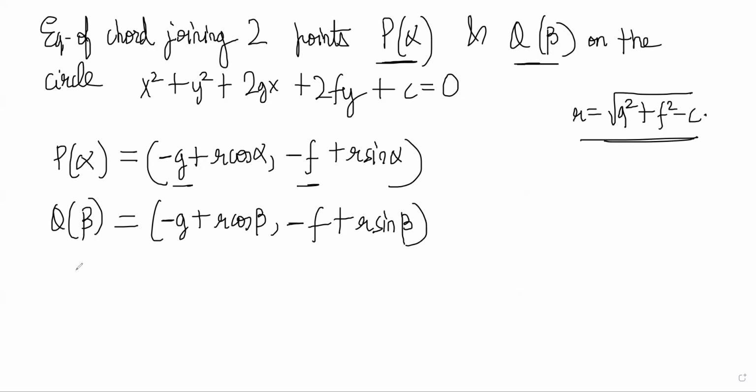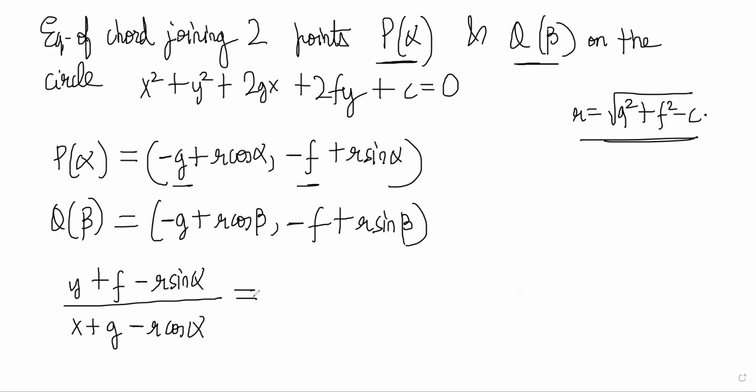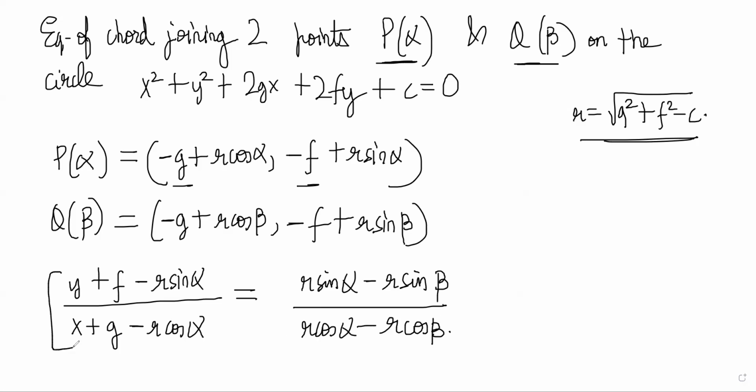Now the equation of straight line joining these two points is simple. You write y minus y1, two-point form. So y plus f minus r sin alpha by x minus x1, so x plus g minus r cos alpha, is equal to y2 minus y1, so in that case, you will get r sin alpha minus r sin beta divided by r cos alpha minus r cos beta. So we are simply doing two-point form. Once you have written these two points, we are doing two-point form to find the equation of the line.